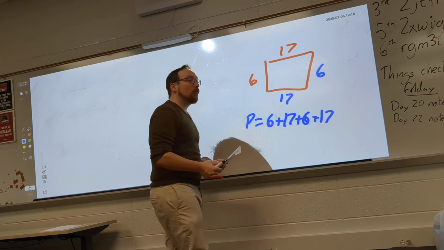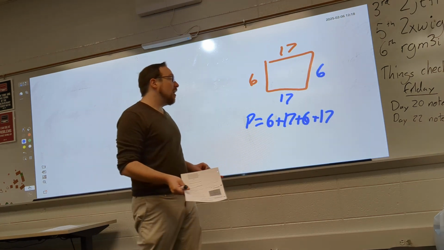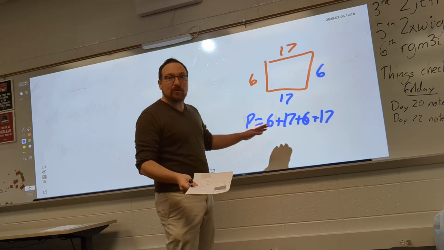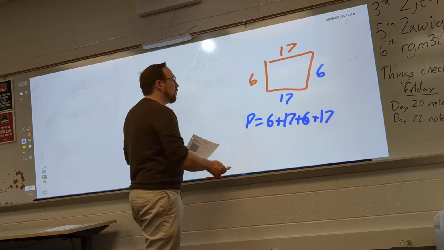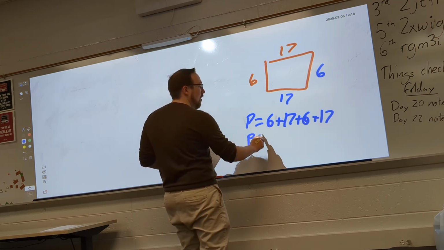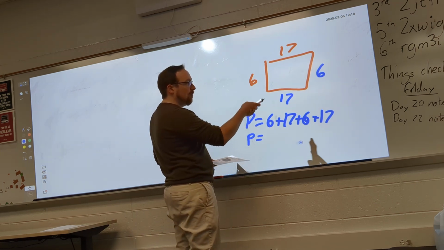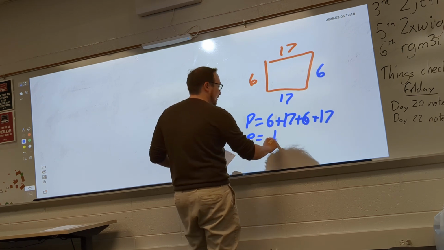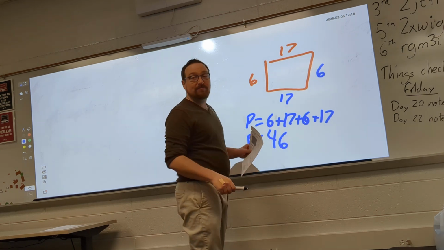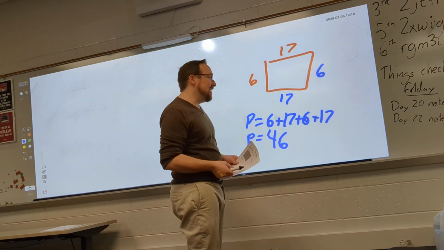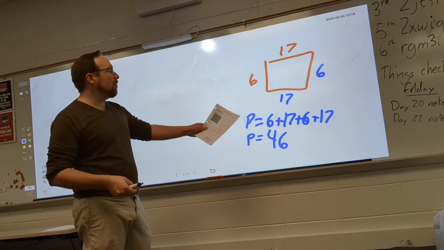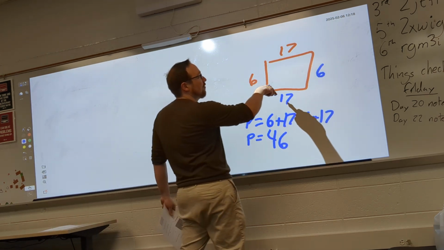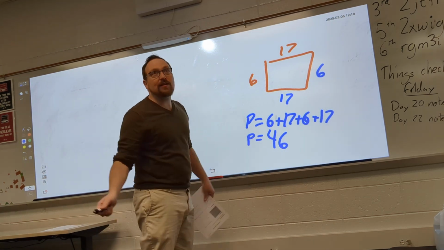You may find some quicker ways to do this using multiplication, but in essence, perimeter is just adding up all the sides. So for our perimeter for this one, we're going to get 23 plus 23, which is 46. And if my math is wrong, it's okay. You can correct it on your own. But our perimeter is 46. If these were measured in like feet, we would say 46 feet.